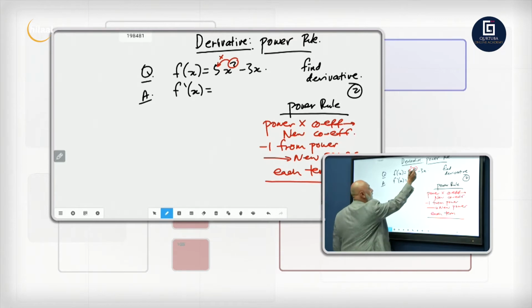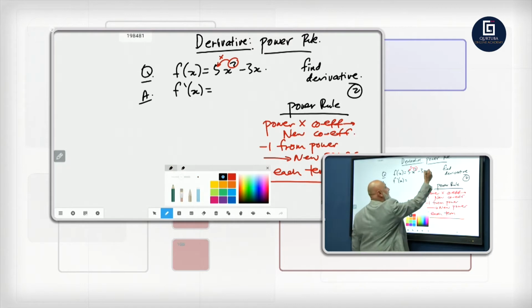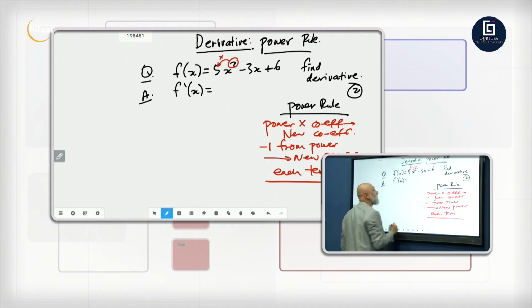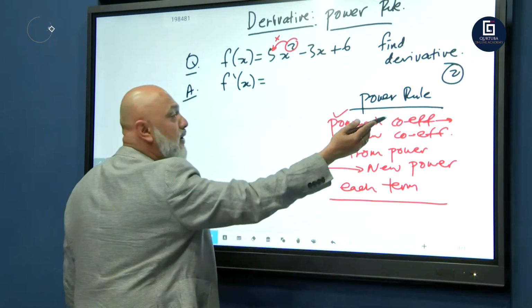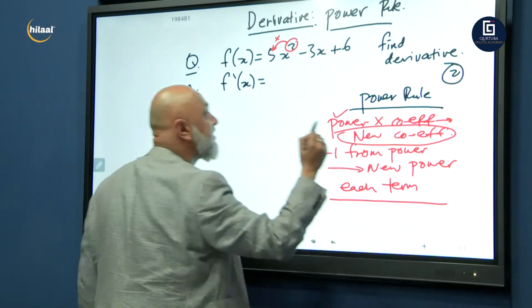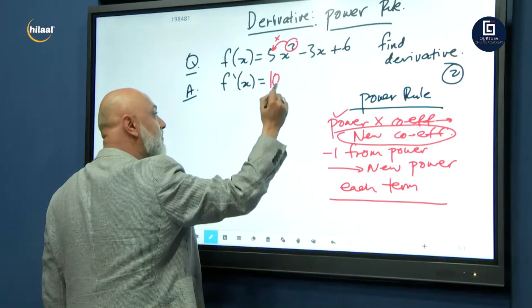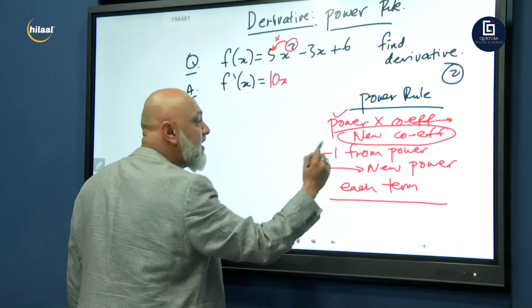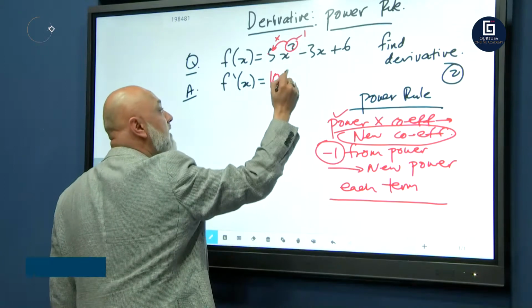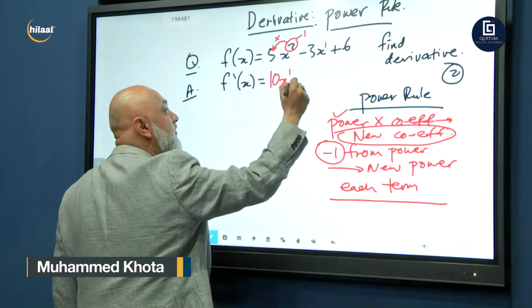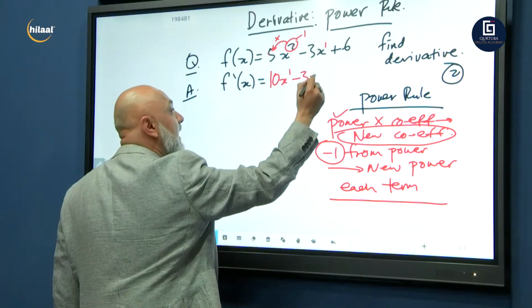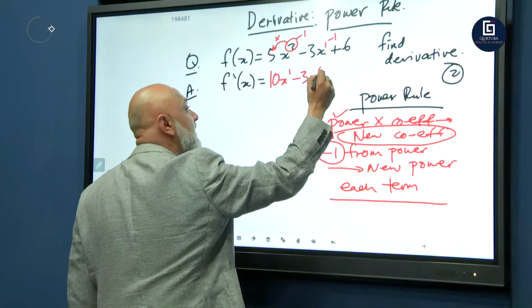So what do we have here? Let's make this a little bit more interesting, and let's put here plus 6. Now find the derivative. So what are we going to do? We take the power times the coefficient to get your new coefficient. So 2 times 5 will give me 10x. Minus 1 from the power, so 2 minus 1 is 1. Now we go here: 1 times negative 3 is negative 3. X to the power 1 minus 1 is 0.